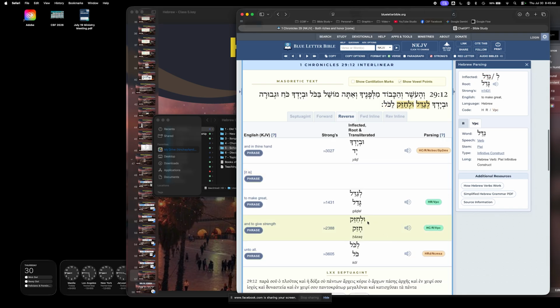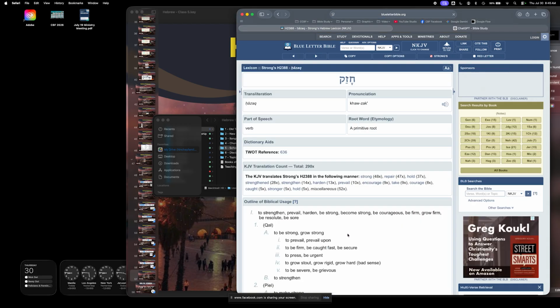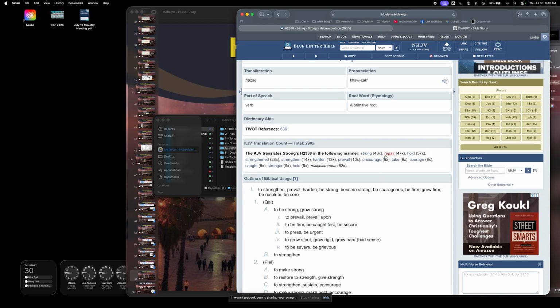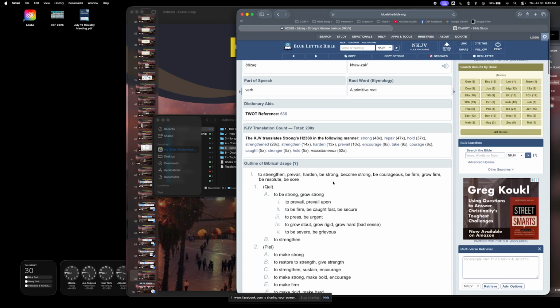Okay, how does he make things great? By giving strength to all. Let's take a look at this. This "to give strength," again, is four words. You make things really great, and you give strength to all. That "give strength" is the word chazak: chet, chatef, zayin, patach, qof. Chazak, H2388. It means to strengthen, strong, hold. It means to harden, prevail, encourage.